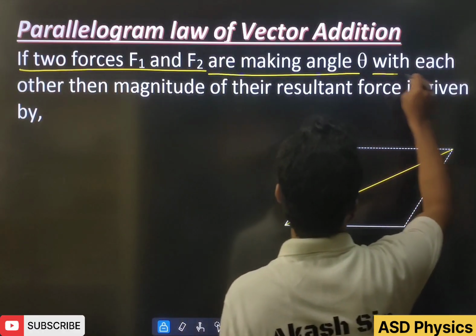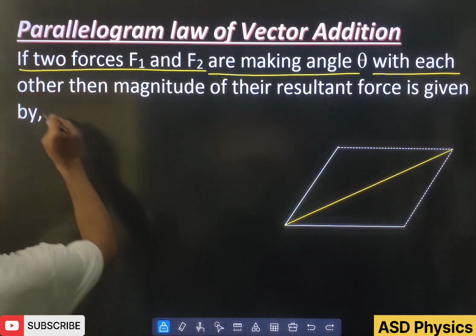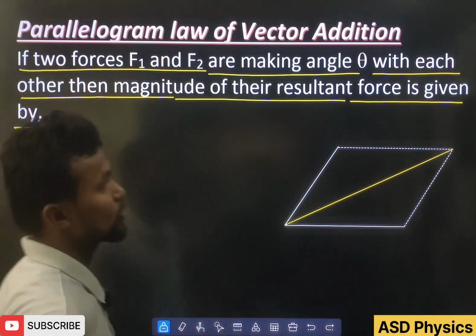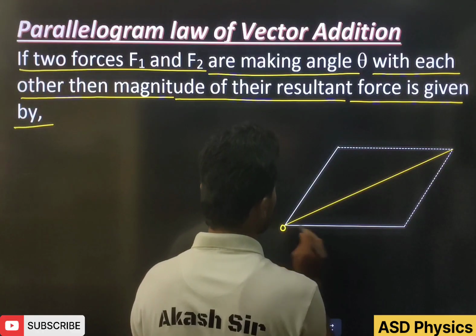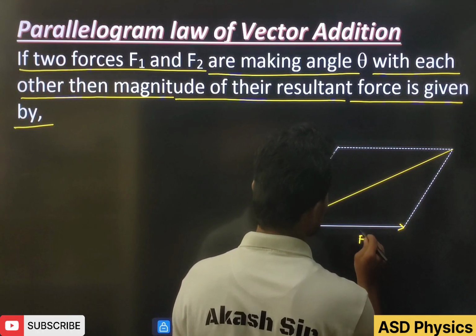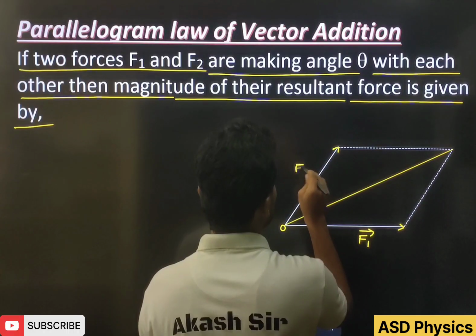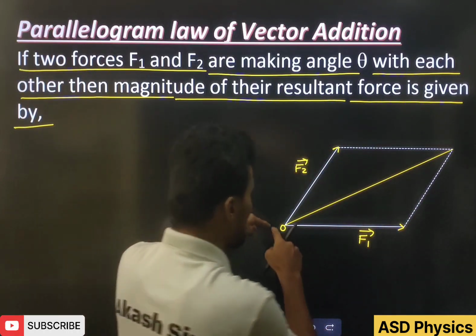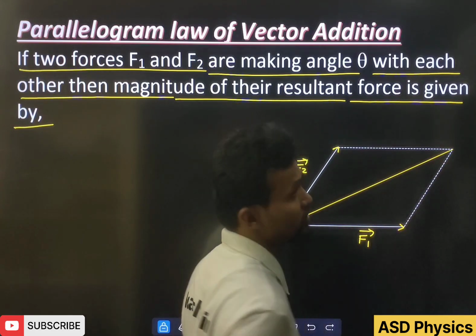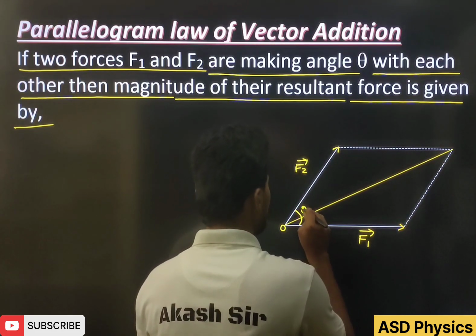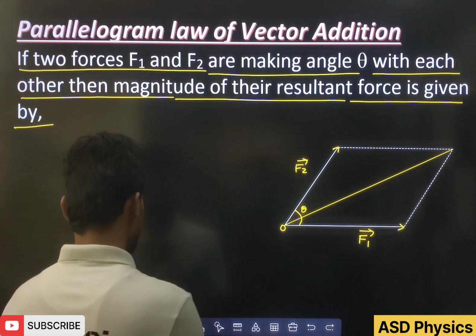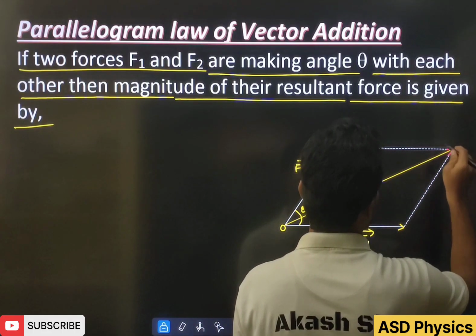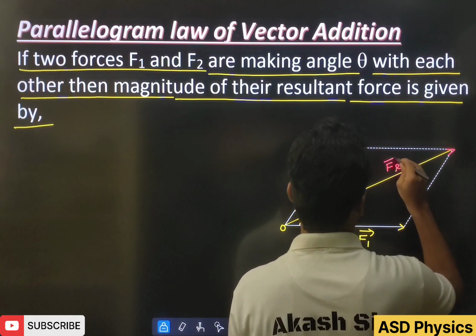If two forces F1, F2 are making angle theta with each other, then the magnitude of their resultant force is given by, okay, so I have taken 2 forces here. Let's take this is the force F1, and this is the force F2. These F1, F2 are the adjacent sides of a parallelogram. These are the 2 sides, and I have made the dotted line for the parallelogram. The angle between F1 and F2 is theta. Then the resultant of these forces is given by one of the diagonals of the parallelogram. Let's take, I am writing here, this is FR.